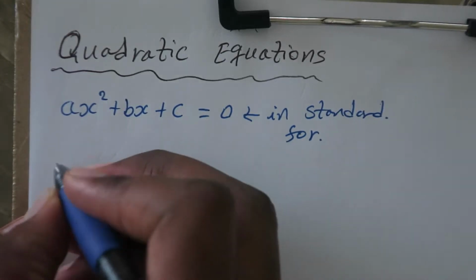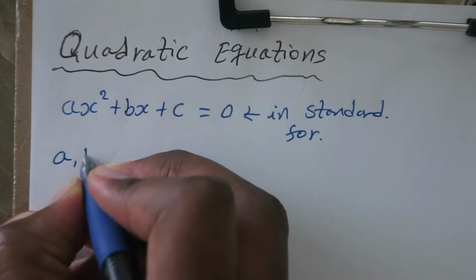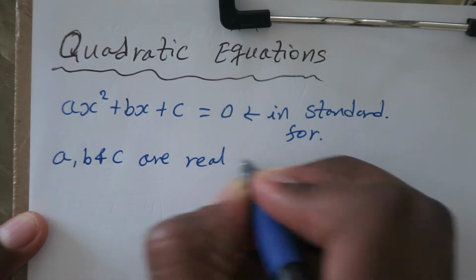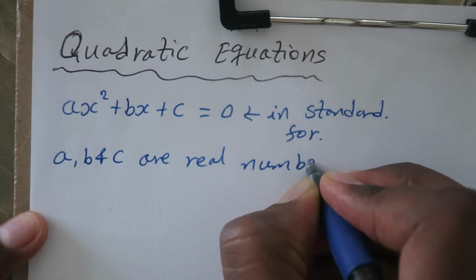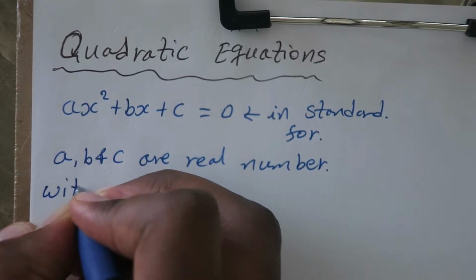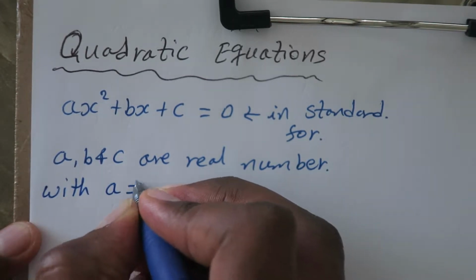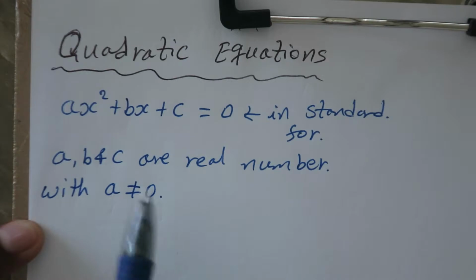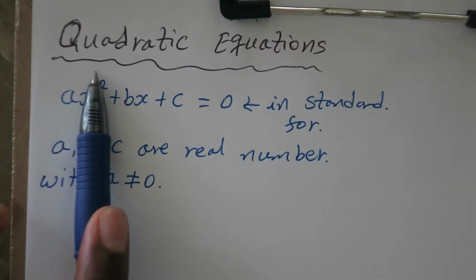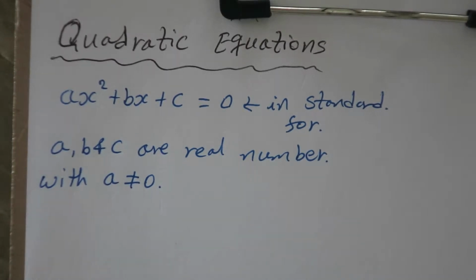And the condition is a, b, and c are real numbers. So they can be any numbers, where a cannot be equal to 0. And the reason is if a equals 0, this term is going to disappear, and we're going to have bx plus c equal to 0. And that's what we call the linear equation. So always have it equal to 0 and go from there.